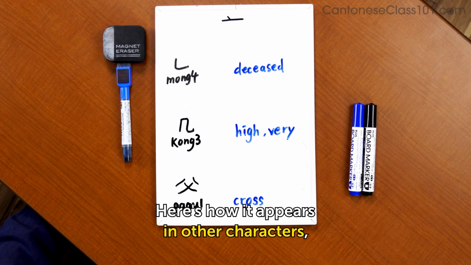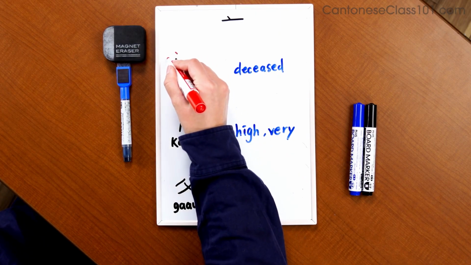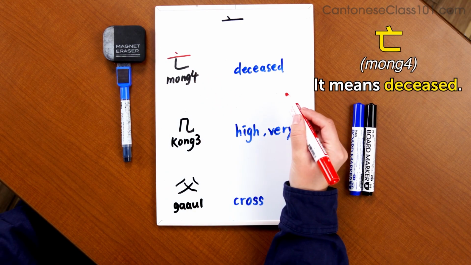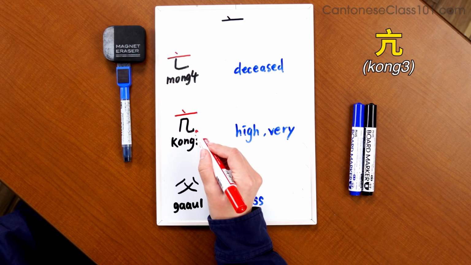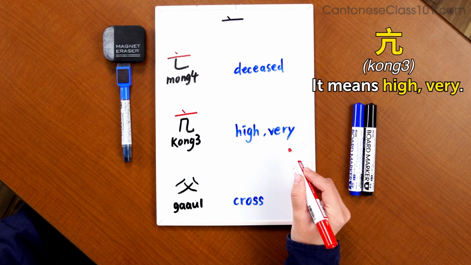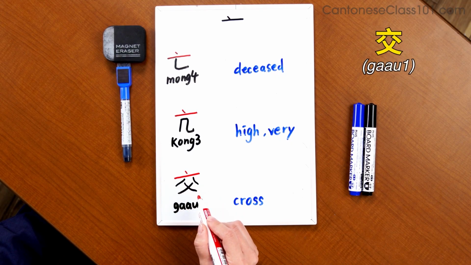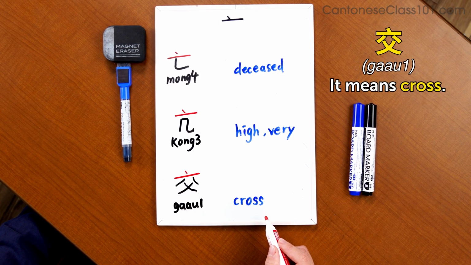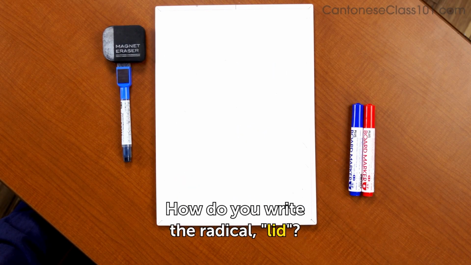Here's how it appears in other characters, serving as a radical. It means deceased. It means high, ferry. It means cross. Let's review. How do you write the radical lid?